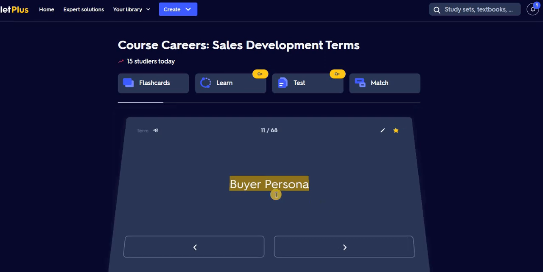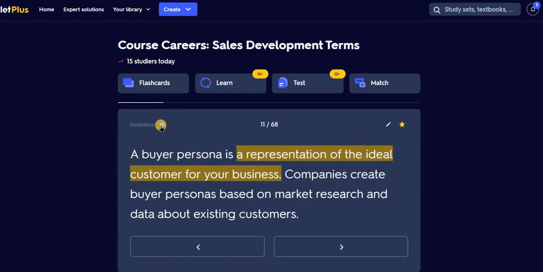Okay, time's up. A buyer persona is a representation of the ideal customer for your business. Companies create buyer personas based on market research and data about existing customers.